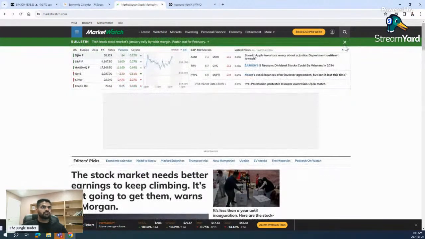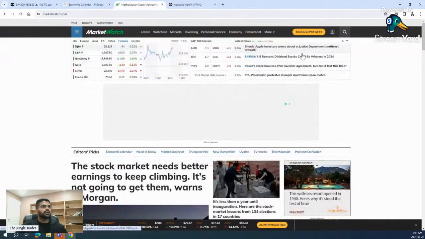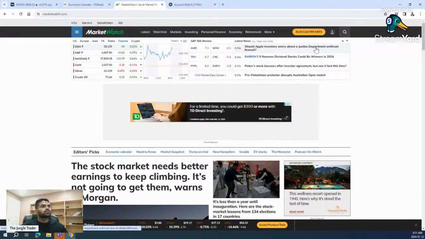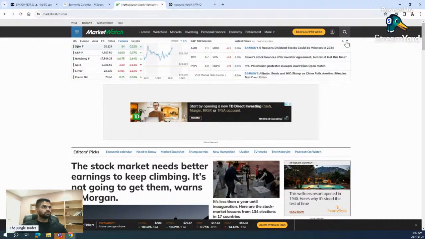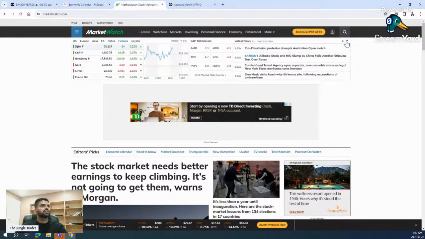Let's have a look at some of the stocks. What's going on? Oh yeah, Apple's antitrust lawsuit. We also have the earnings coming on the 1st. Pro-Palestinian protesters disrupt Australian Open match.